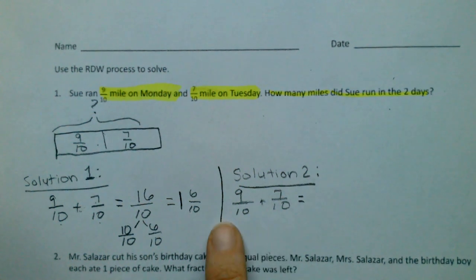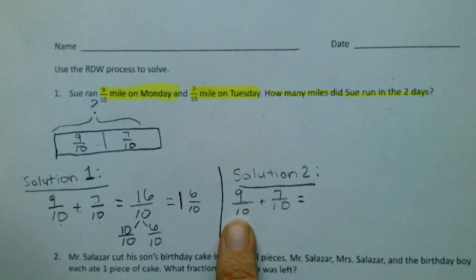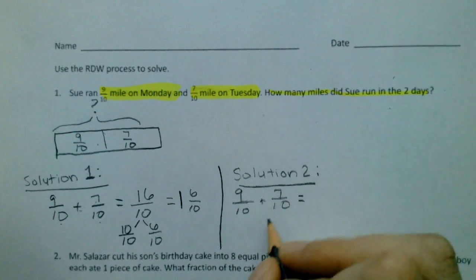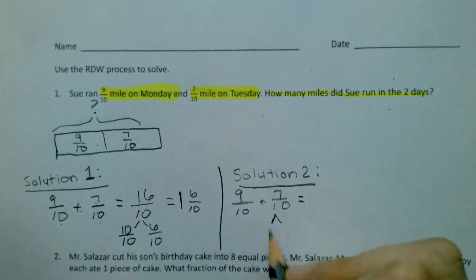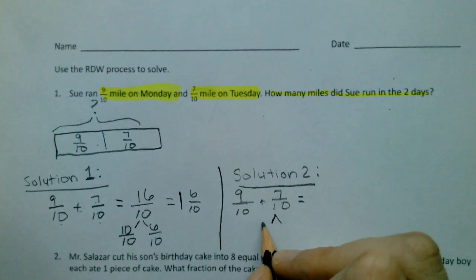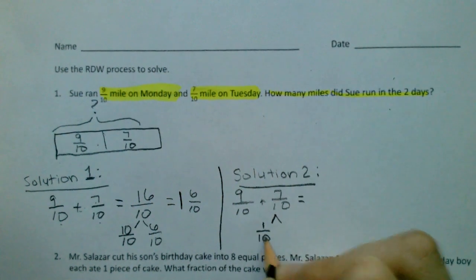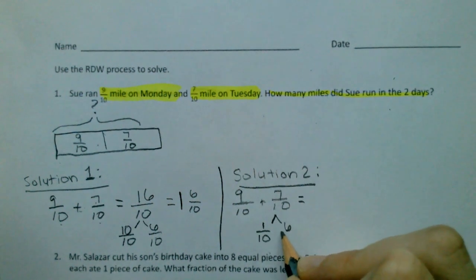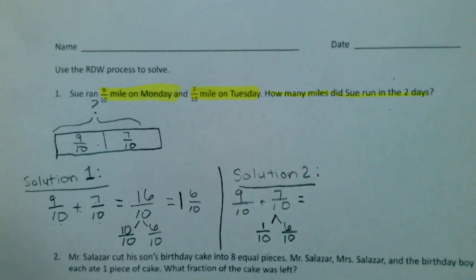For this solution, I'm looking at 9/10, and I'm thinking that's pretty close to a whole already. Let's break 7/10 down so we can get that 9/10 to 10/10. Let's pull out 1/10, and then we'll break it down into 1/10 and 6/10. So we're just breaking 7/10 down into two fractions.